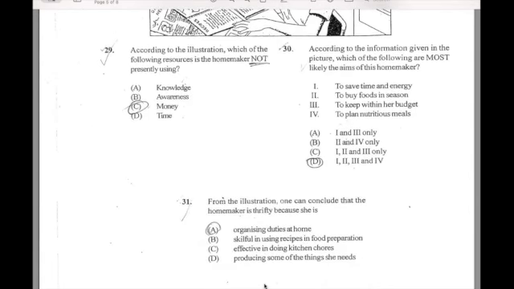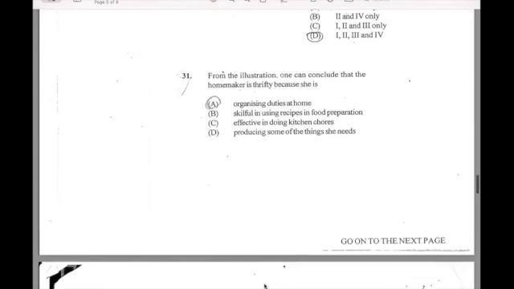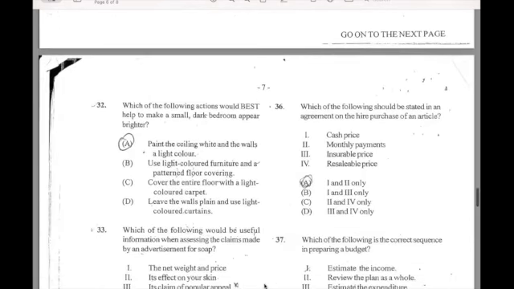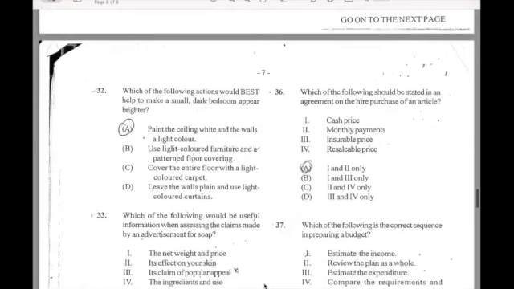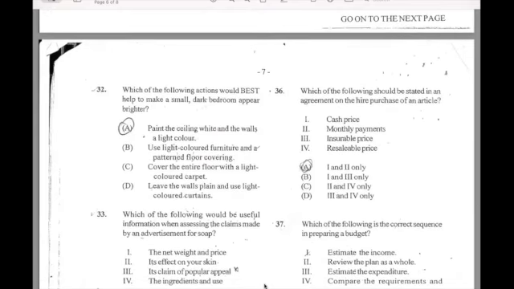From the illustration, one can conclude that the homemaker is organized because she is organizing duties at home. Question number 32. Which of the following actions would be best to help a small dark bedroom appear brighter? So your answer should be A.